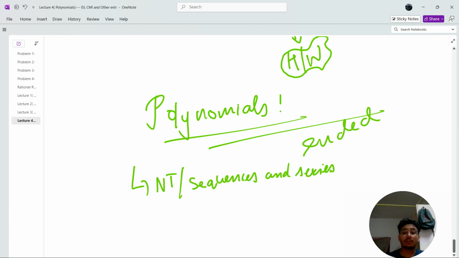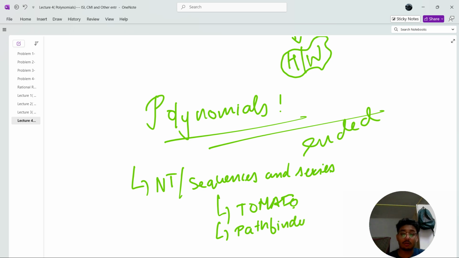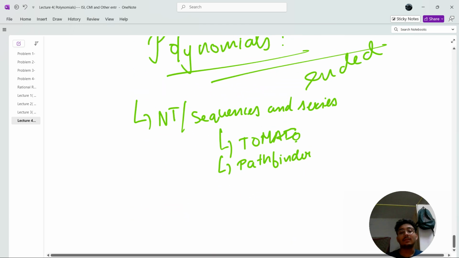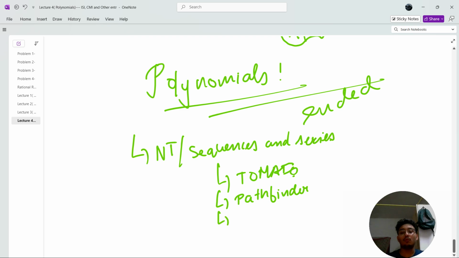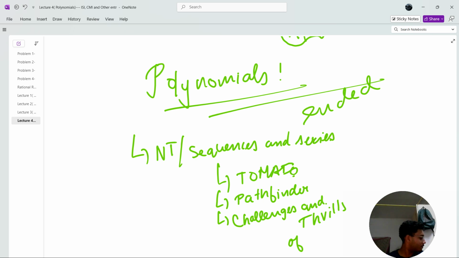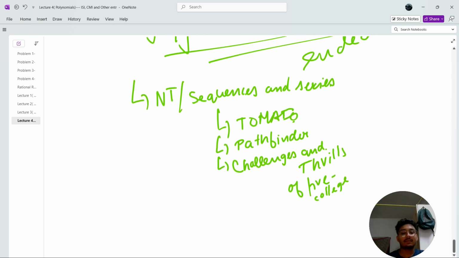Practice materials for this chapter: Tomato, the Pathfinder for Mathematics at 10 plus 2 level, or Pathfinder for Mathematics Olympiad, not the outer exercises. You can go for the solved problems or the inner exercise sets. These two, and if possible, do look at the concepts of Challenges and Thrills of Pre-College Mathematics by New Age Publications.